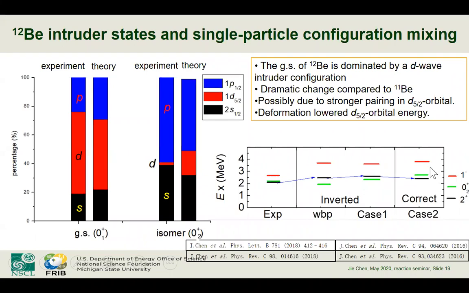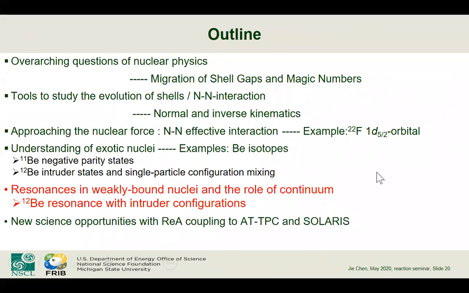So possibly we cannot include the coupling to continuum effect in this shell model. So in order to look into this effect, we will look at the unbound states or resonances of beryllium-12. So now I come to this part. I will show you how the coupling to continuum effect has an influence on the beryllium-12 resonances.